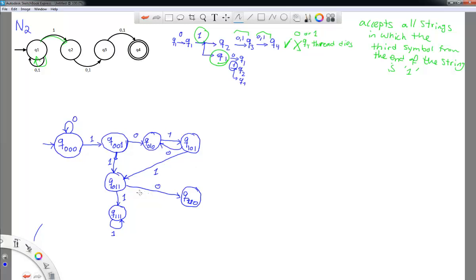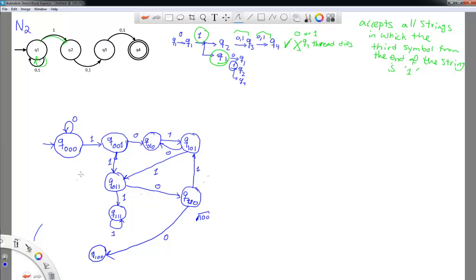Now Q110, if you read a 1 from there, right? So you're in Q110, and if you read a 1, you keep these 3, and then you discard this guy. So you're going to go back to Q101. And then if you do see a 0 from this state, again you're in state Q110. If you see a 0, you basically keep the last 3 and then you discard the first one. So you're going to go to Q100.